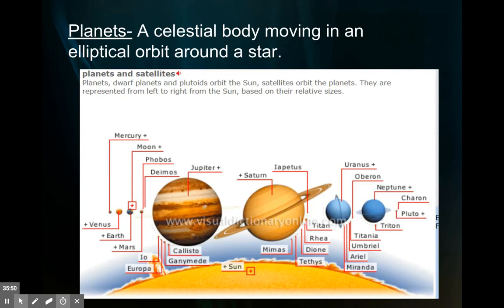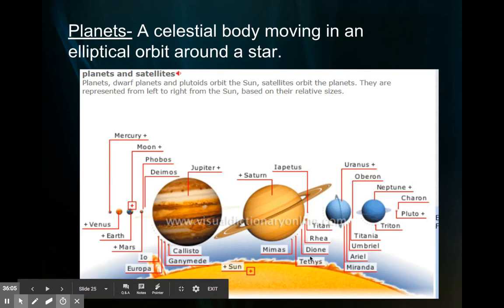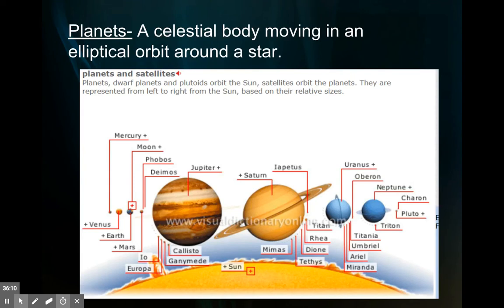A celestial body moving in an elliptical orbit around a star. All right. So here's just a visual. You have the planets, and you also have their moons that are around it to show you that that is a celestial body as well. So the planets are moving around a star, and our star again is the sun, which is a medium-sized star.